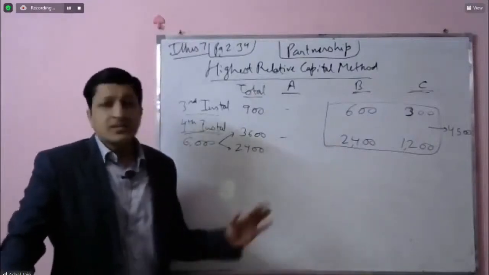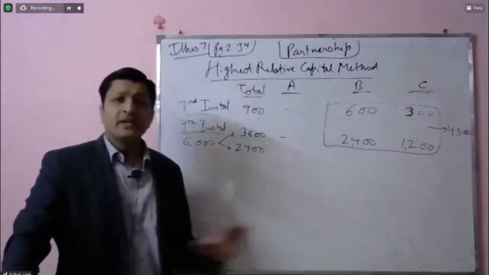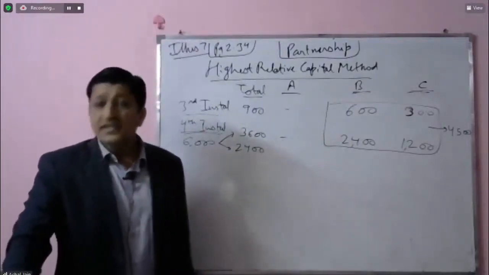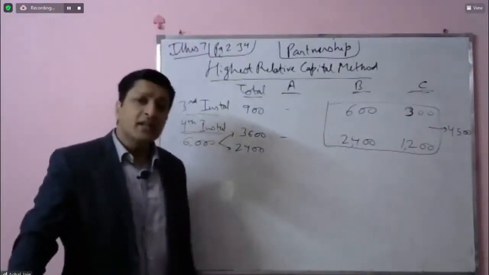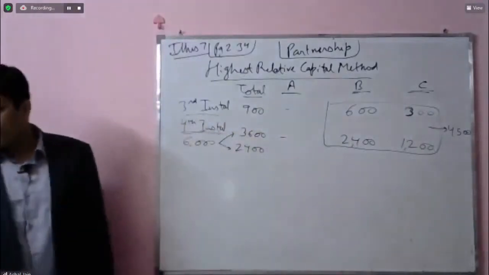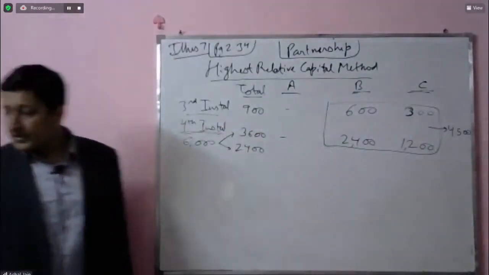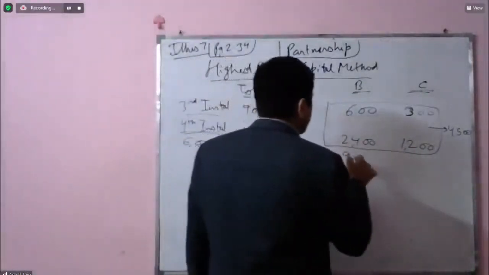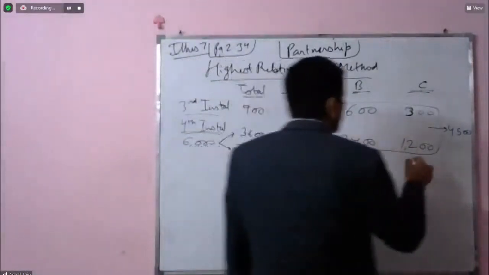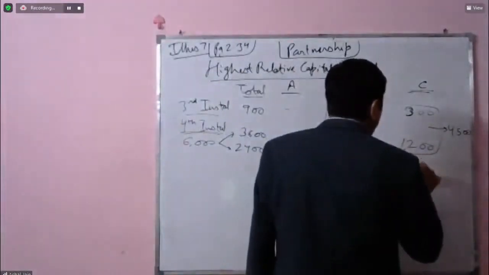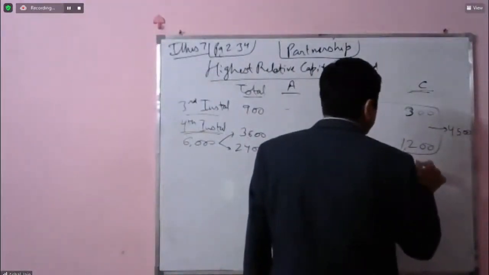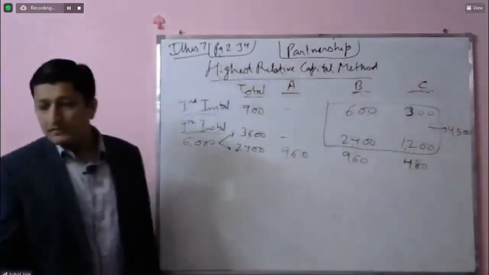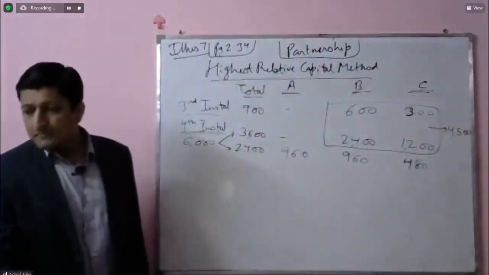Now, all these three partners are equal in terms of their capital contribution. So that's why they will start getting paid in their profit sharing ratios. So out of 2,400, 960 will go to A, 960 will go to B, and 480 will go to C. Okay, clear? Clear on this? Yeah.